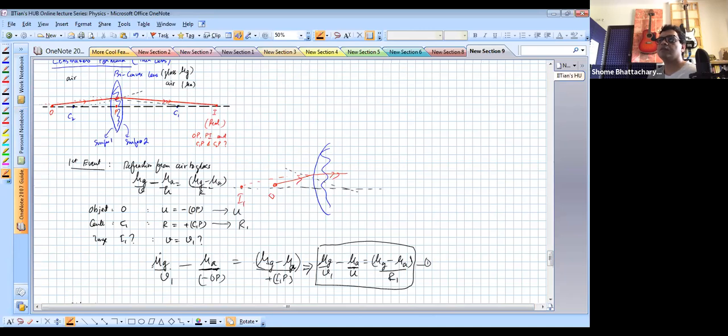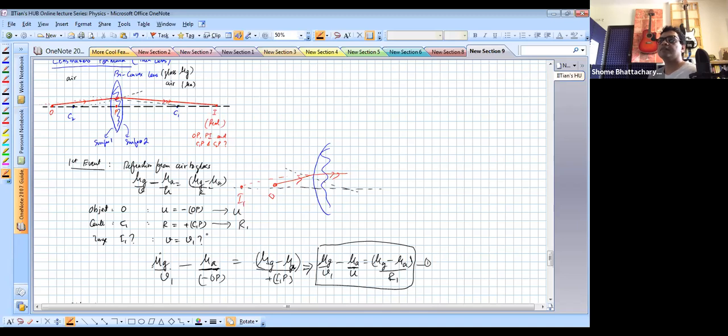So it is refractive index of glass by V minus air by U is equal to glass minus air divided by radius. And that radius, we are now seeing, is the radius of curvature of this first surface. So the general value we are writing for it is R1. But in this particular example, the value of R1 would be plus of C1.